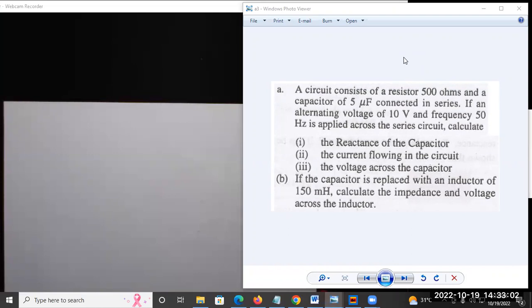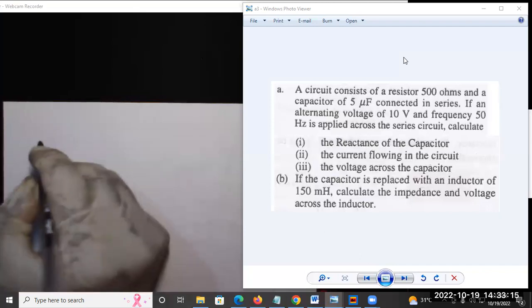The capacitor is replaced with an inductor of 150 millihenry. Calculate the impedance and voltage across the inductor. A situation of this question can be shown in this diagram.